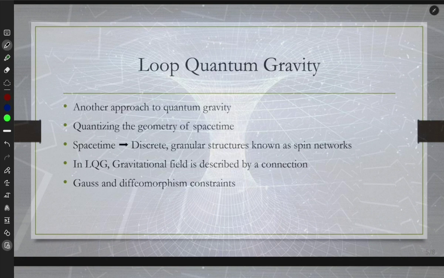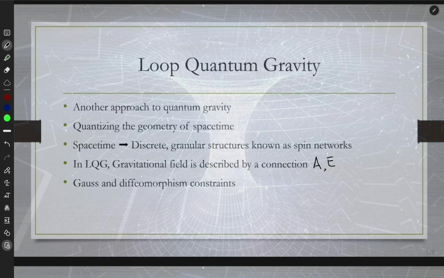Now, in loop quantum gravity, the gravitational field is described by a connection, and that connection is A. I'll just call it A for now. And we also have a conjugate variable, which is E. We'll get into what these things mean in a bit, right? This conjugate variable and the connection represent the geometry of space-time. So if you have these two variables, then you have a basic idea of what the space-time's geometry would be. Now, these variables satisfy what are called the Gauss constraints and diffeomorphism constraints, which ensure the consistency of our theory.